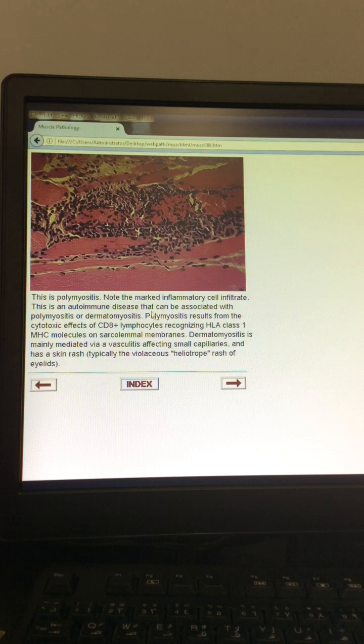ديرماتوميوسايتس، بوليميوسايتس، من اسمها ايش بتفرق الديرماتوميوسايتس؟ في skin involvement اللي بيكون على شكل راش around the eyelid. طيب عادة البوليميوسايتس autoimmune mediated by CD8 positive leukocyte destruction of the muscle fiber، والديرماتوميوسايتس عادة vasculitis mediated.